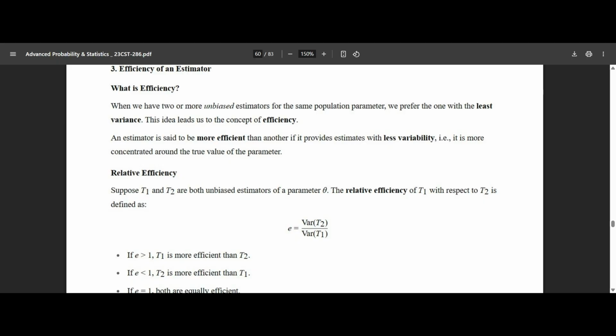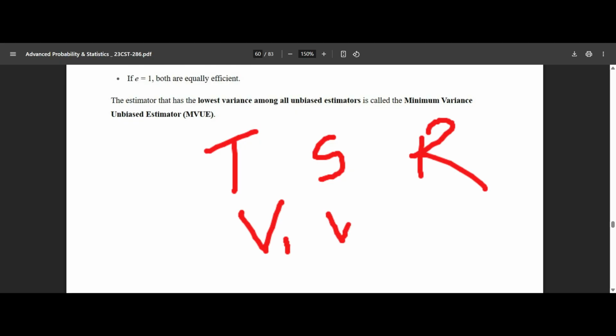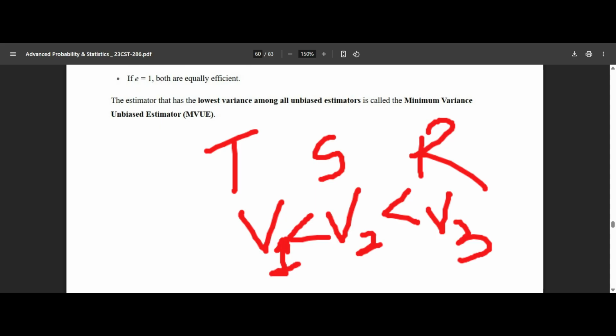Okay, so मतलब क्या है? मतलब है कि अगर आपके पास तीन वेरिएबल्स है T, S, R और तीनों की वेरिएंस है V1, V2, V3, जिसमें V1 is smaller than V2 and V2 is smaller than V3. So जिसकी वेरिएंस सबसे कम होगी, that is T, so T is the most efficient estimator of the given population parameter, and it is also called the minimum variance unbiased estimator, that is MVUE.